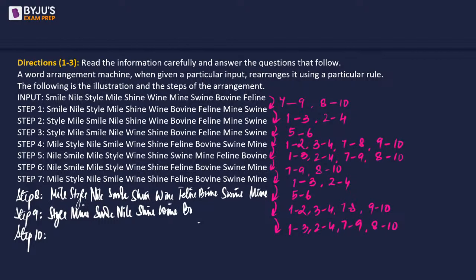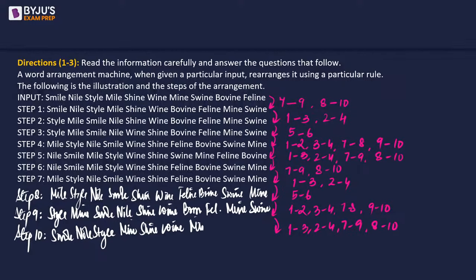Feline and bovine, they are going to interchange, bovine and feline. Mine and swine are going to interchange, mine and swine. Now, 1 and 3 are going to interchange, so we will have smile and style here. Mine and Nile are going to interchange. Nile goes here and mine goes here. Shine and wine remains at the same position.